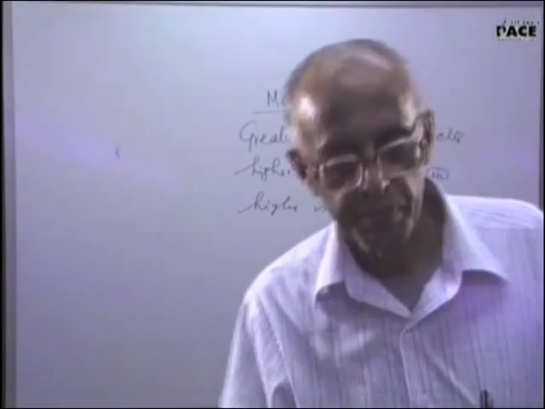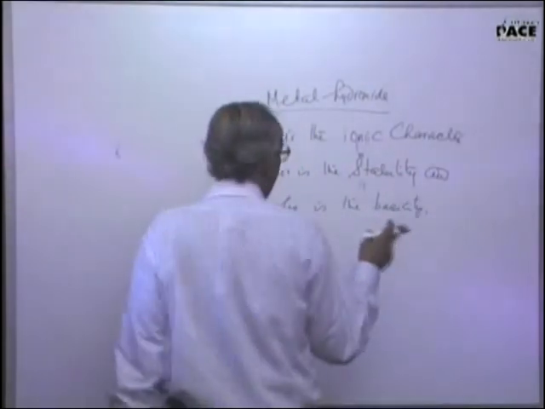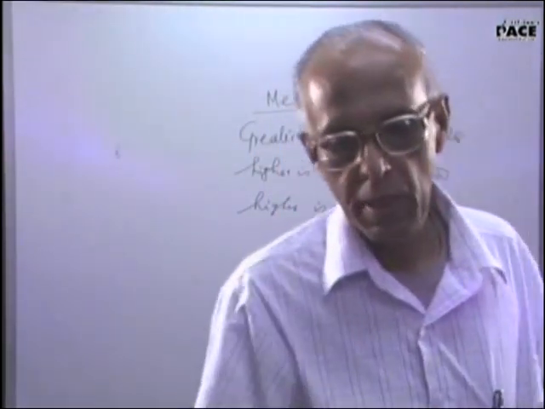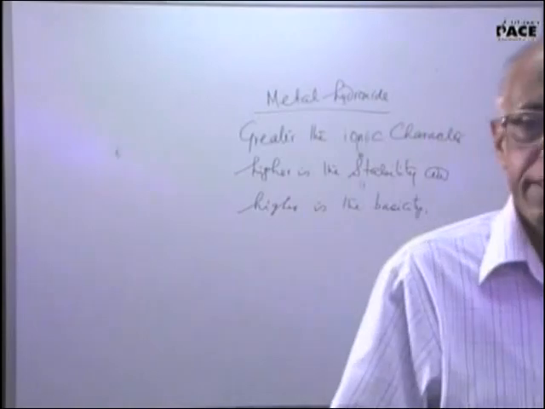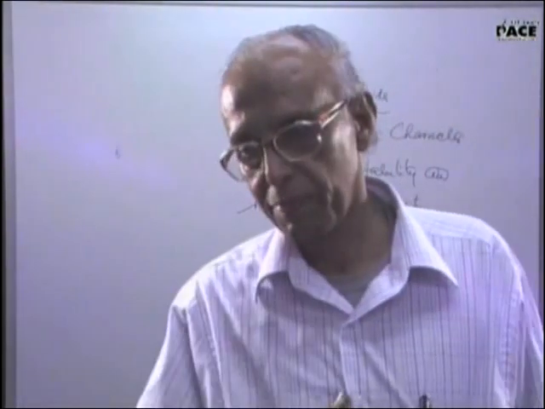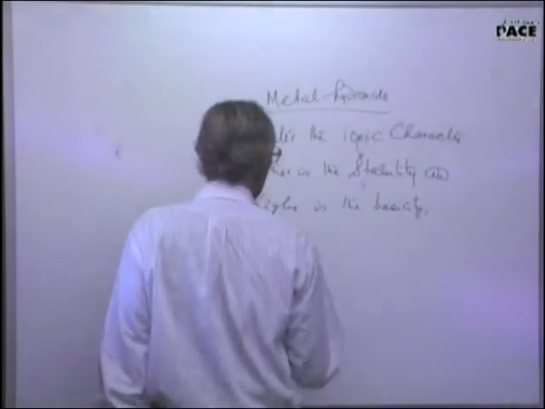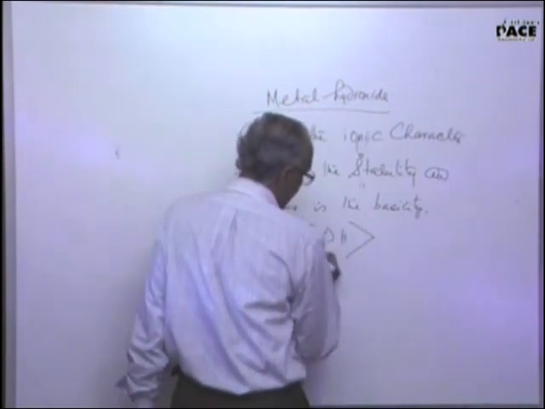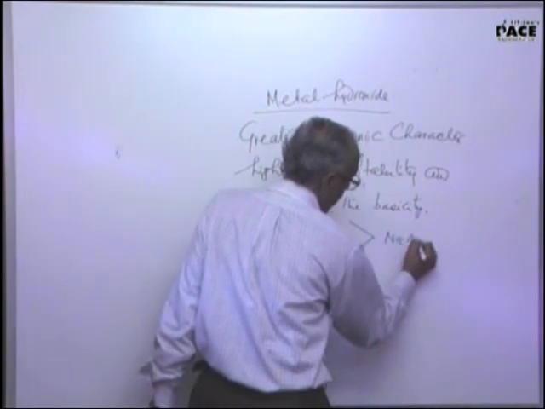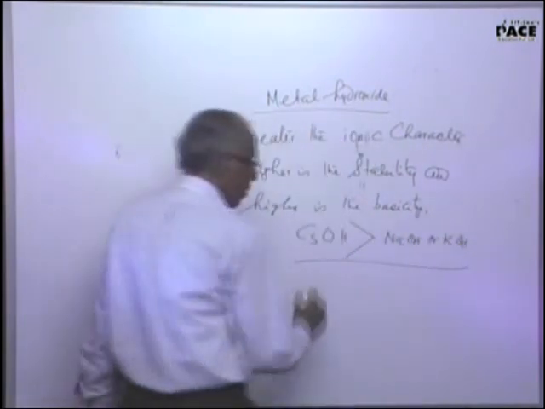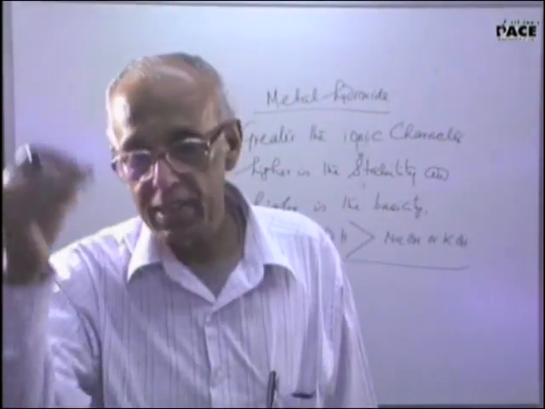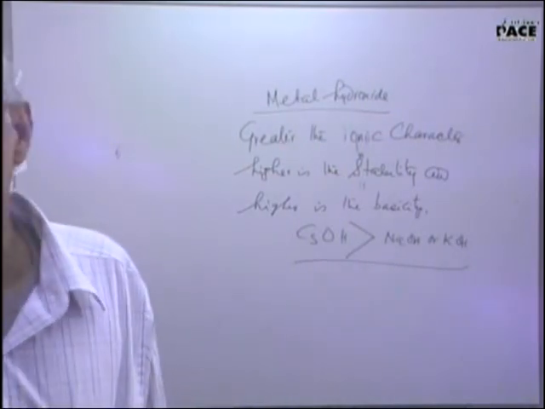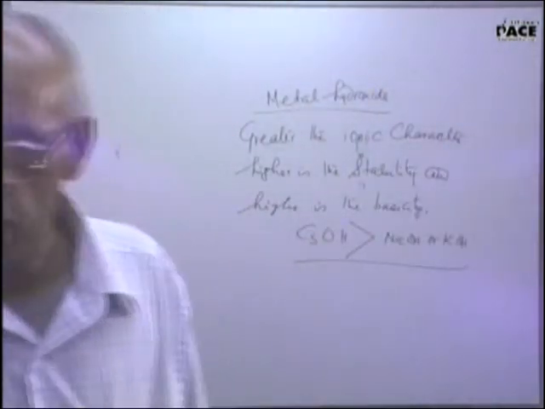Among the metal hydroxides, the greater the ionic character, the higher is the thermal stability. And the greater the ionic character, the higher is the basicity. Cesium hydroxide has higher stability than sodium hydroxide or potassium hydroxide. Why? Because cesium has the lowest ionization energy among the alkali metals, so it will very easily lose the electron, and the electron will go to the hydroxide ion.